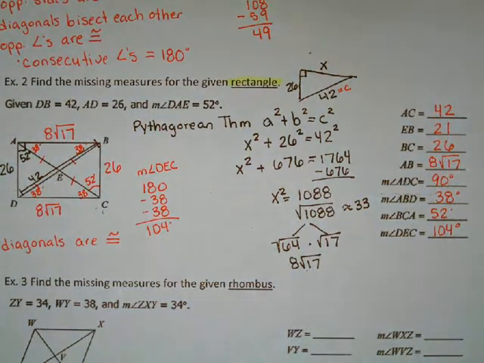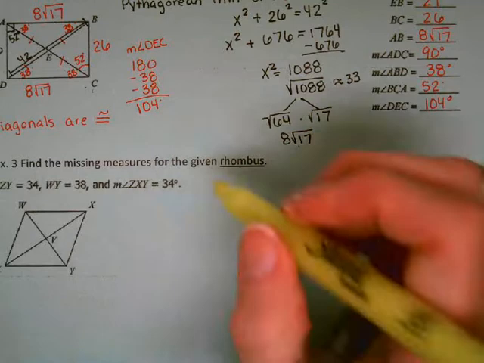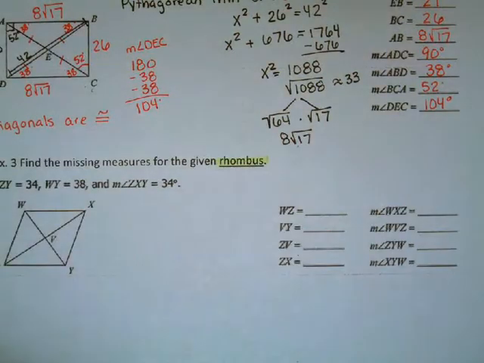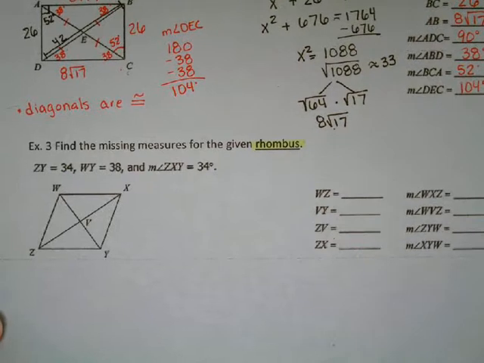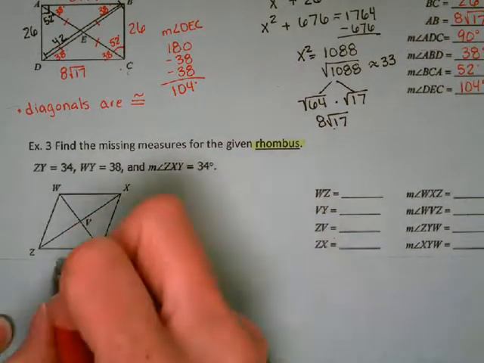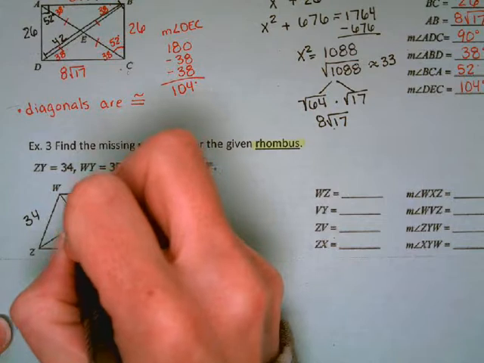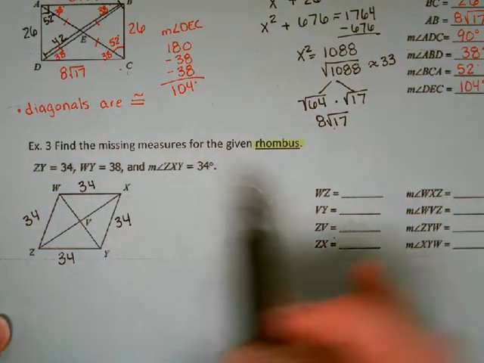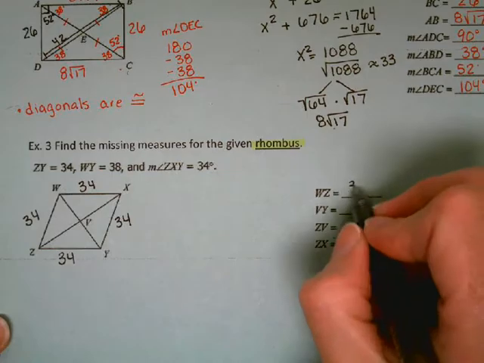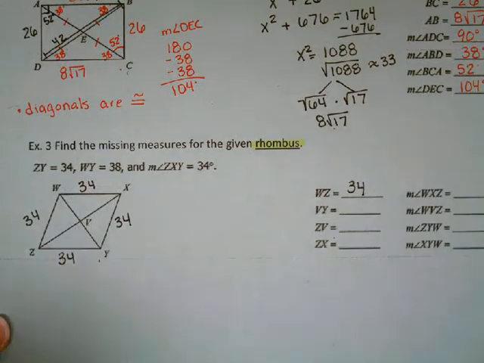Next shape we're going to look at is a rhombus. Things to know about a rhombus: all four sides are congruent, the diagonals are perpendicular, and diagonals bisect the opposite angle. So ZY is 34. So we now know every side of this picture is 34. Okay, so let's see if that helps us plug anything in. So WZ we'll know is 34. BY is on a diagonal, ZB is a diagonal, ZX is a diagonal. Okay, so let's look at the next one. WY is 38.